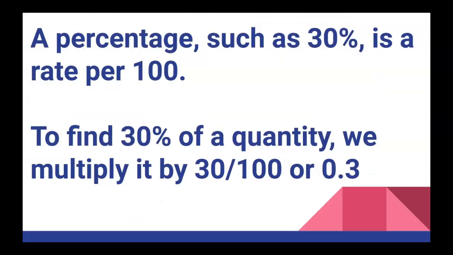So it's important to note that a percentage, such as 30%, is a rate per 100. That means 30 out of 100. So if I want to find 30% of a quantity, I can multiply it by 30 over 100, or just by 0.3.